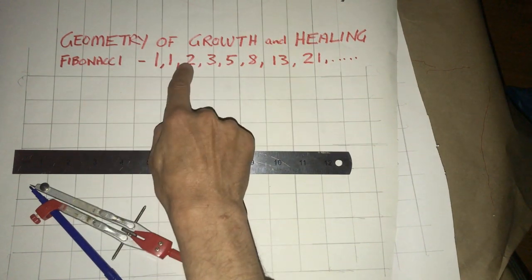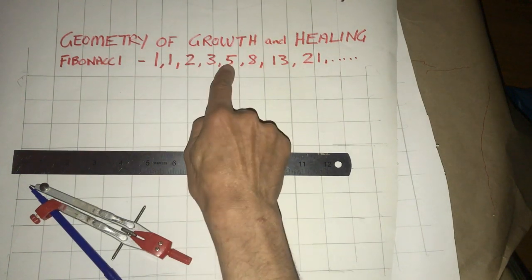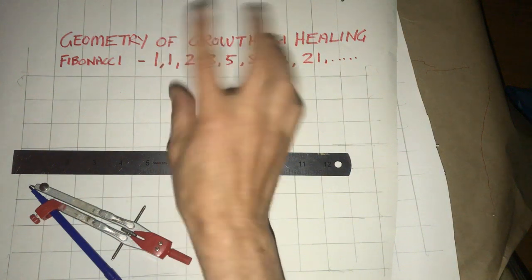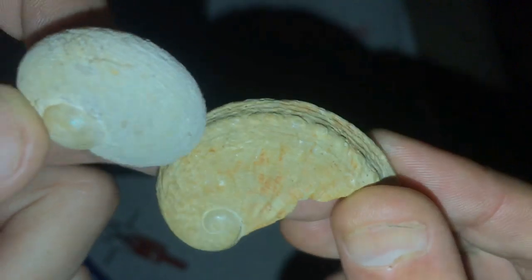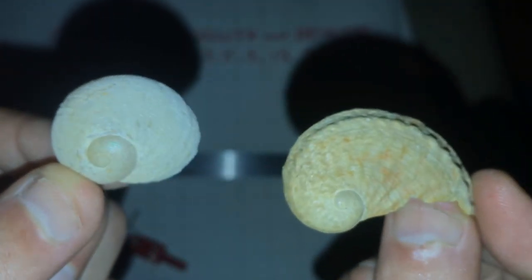1 plus 1 equals 2, 1 plus 2 equals 3, 2 plus 3 equals 5. Just like a shell, it grows by the largest edge being the factor of growth, which leads to the next one. So shells are one example. Sunflowers are another example of this system of growth, and also healing.